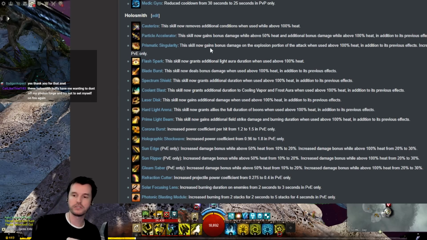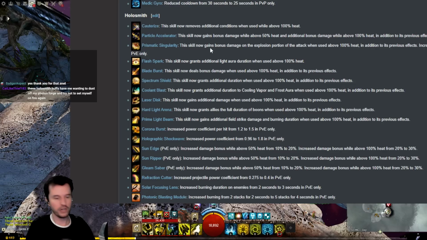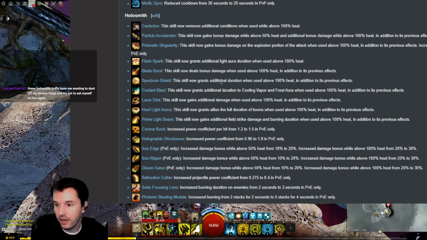I'm going to summarize this. There was a lot of skills under Hollowsmith that did not have any bonuses for above 100% heat. There is a trait that increases how much heat you can hold and gives bonuses for skills when you're above that. And there were many skills that never received their bonuses. So they have gone in and added bonuses to a lot of these skills when above 100% heat to work better with that trait that I mentioned. So a lot of these gain bonus damage, gain bonus boons, bonus duration, and so on.